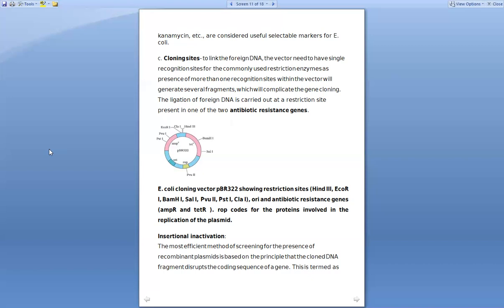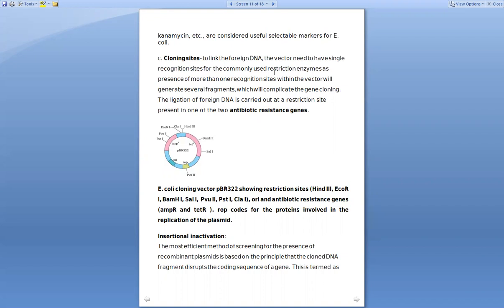But if the vector has different cloning sites, then the restriction enzymes are not going to bind to only one site, but to all the different recognition sites. Due to this, it can form different types of fragments, which makes the gene cloning complicated, right? For this reason, these cloning sites are linked to the foreign DNA, and the vector should have only one recognition site for the binding of the restriction enzyme.